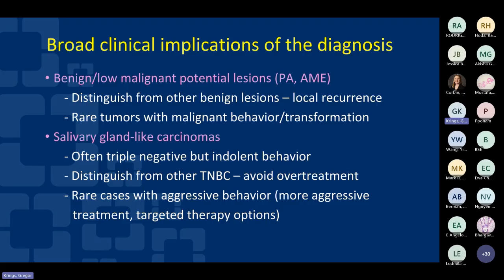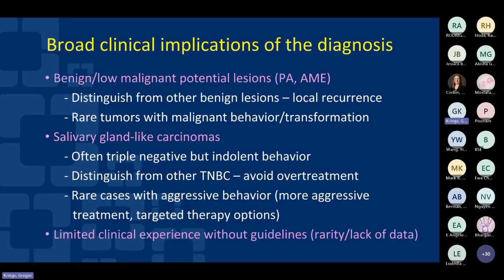On the other hand, there are rare cases with high-grade features and also rare aggressive subtypes, such as solid basaloid adenoid cystic carcinoma, that will require more aggressive treatment, and patients can also be candidates for targeted therapies in some cases. And lastly, I think it again bears mentioning that, in addition to limited pathologist experience, clinicians also have limited experience with these tumors and often struggle with how best to treat these patients, given that there are no established guidelines.